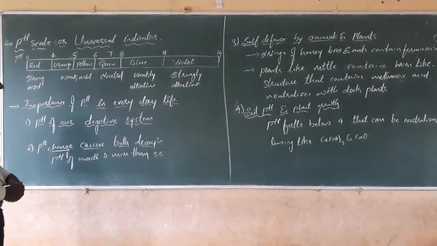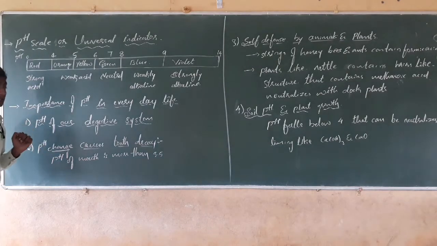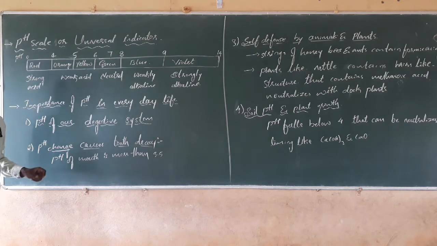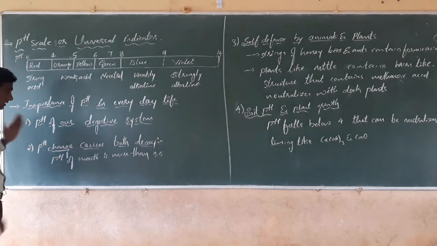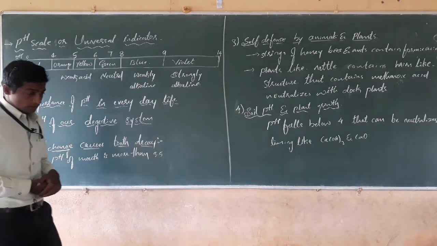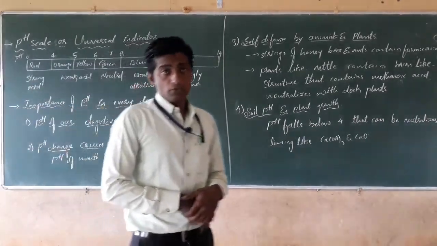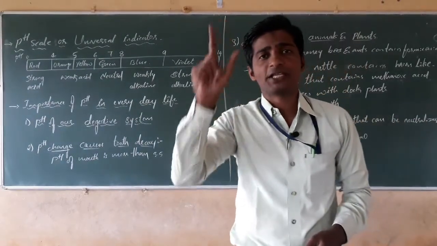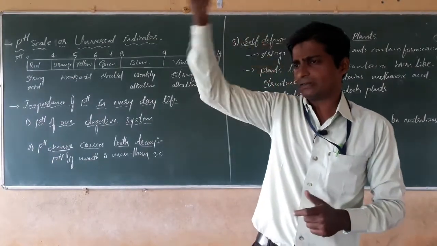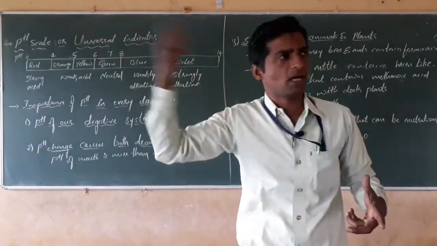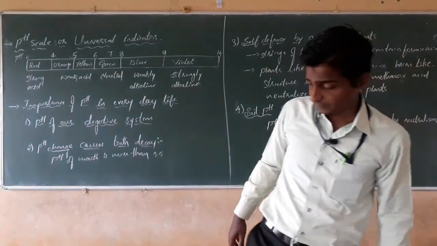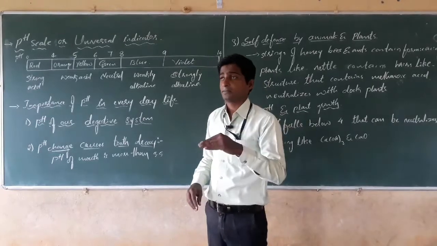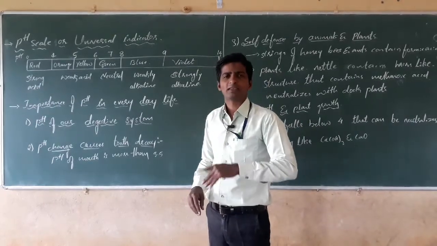Dear students, another most important concept is the importance of pH in our everyday life, and also neutralization in our everyday life. The body of living organisms works under a pH of 7 to 7.8. If it is more than that limit, that may harm the body. If it is less than that, in the pH range of 6.5 to 7, that also may harm the body.